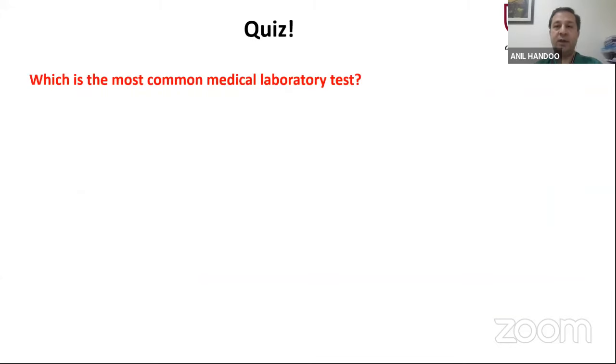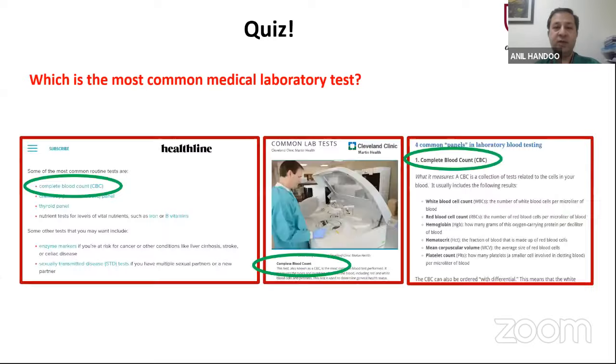So I will start with a quiz, and I know I will answer it myself as well. The question which I am going to ask here is, which is the most common medical laboratory test? And there'll be no prizes for this because we don't have one-to-one interaction here. But let me tell you, if you go to any field across the internet and try to look for it, the most common test being ordered across the globe, especially in a hospital-based setting, is a complete blood count, a CBC.